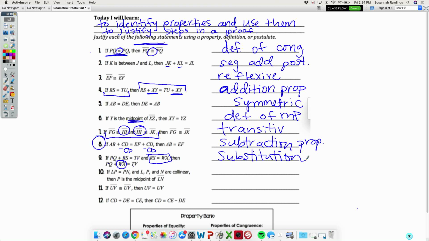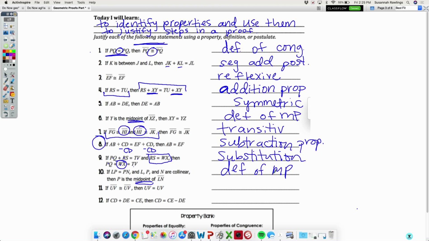Okay, number 10. We saw that keyword midpoint. So this one should be the what? Definition of midpoint. When I see that keyword, definition of midpoint. And I'm just abbreviating definition of midpoint.